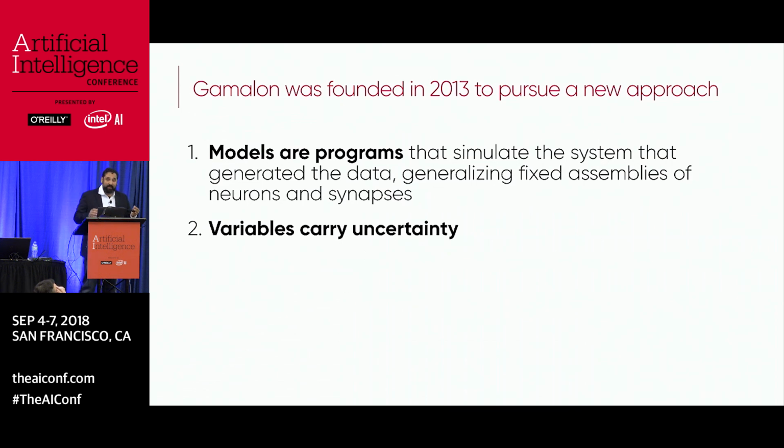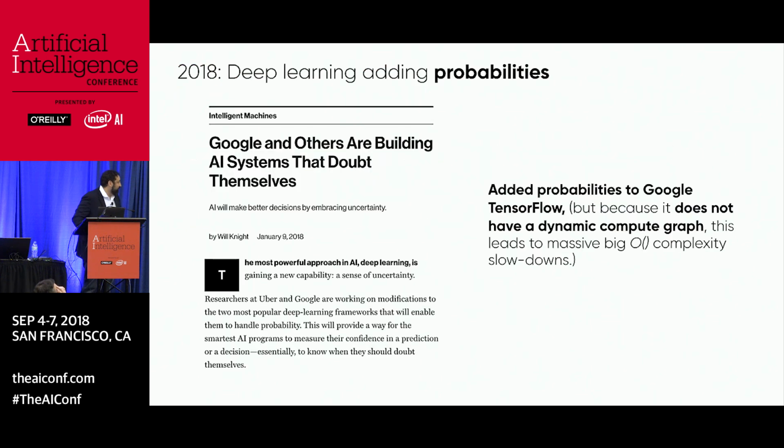The other key is we think every variable in a machine learning model should know if it's wrong or not. Like, how certain is it? And there are some reasons for that. This is also an idea that's come of age.